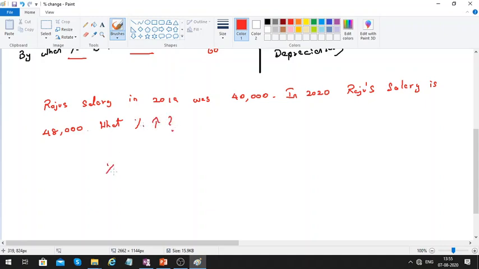So in this question, we are dealing with percentage increase. So we have to go for difference in the two values divided by lower value into 100. So difference in the two values is 48,000 minus 40,000, which is 8,000, divided by the lower value among them, which is 40,000, into 100. So 1 by 5, which is 20%. So this is how we can complete percentage change questions faster.